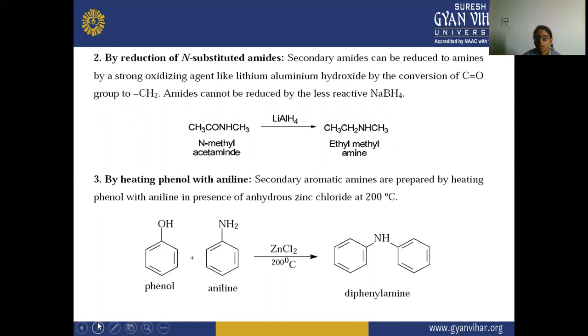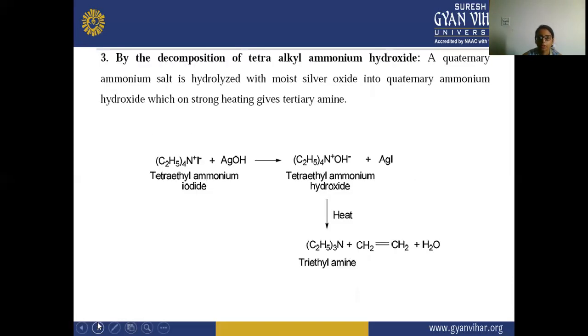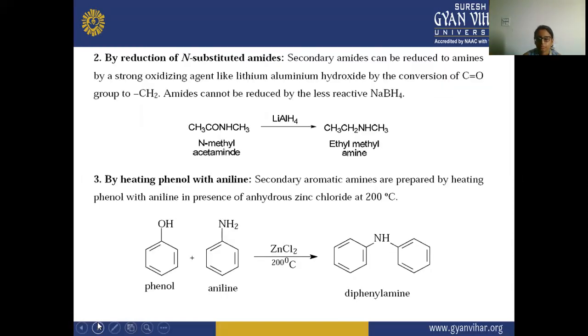There is a conversion of the carbonyl group to the CH2 group, and the amides cannot be reduced by the less reactive sodium borohydride. That is why we have used lithium aluminium hydride. So the secondary amides are reacting in the presence of lithium aluminium hydride.